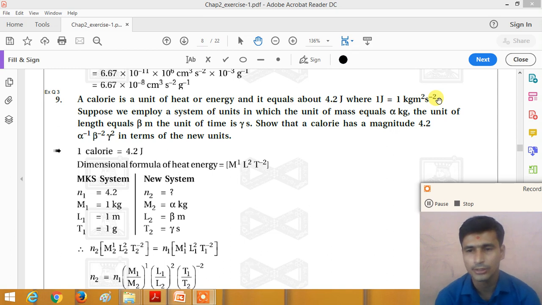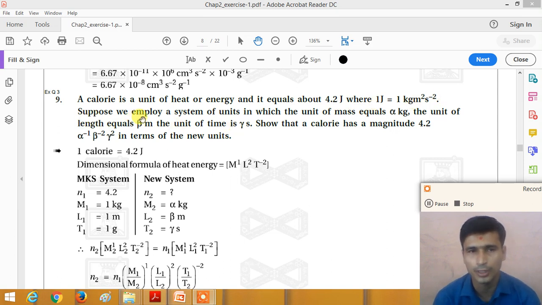So from this you get 3 units of energy. First unit of energy is calorie, second unit of energy is joule, and third unit of energy is kilogram meter square second raised to minus 2, right? So calorie is the unit of heat or energy and it is equal to 4.2 joule. So 1 calorie is equal to 4.2 joule.